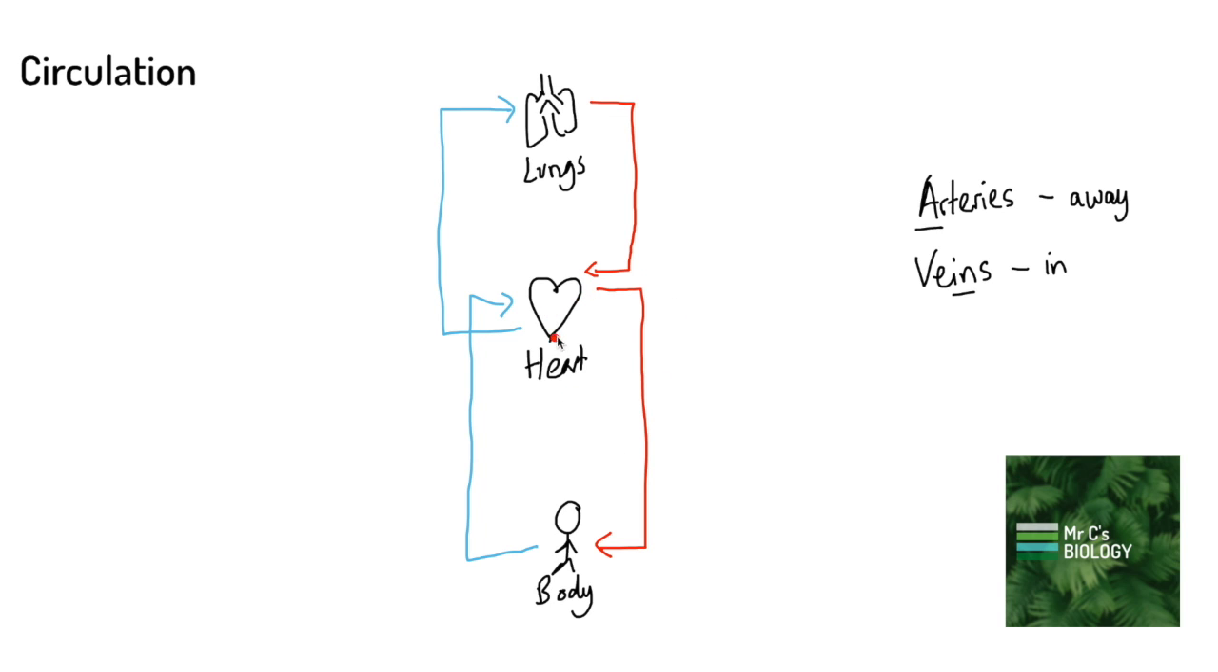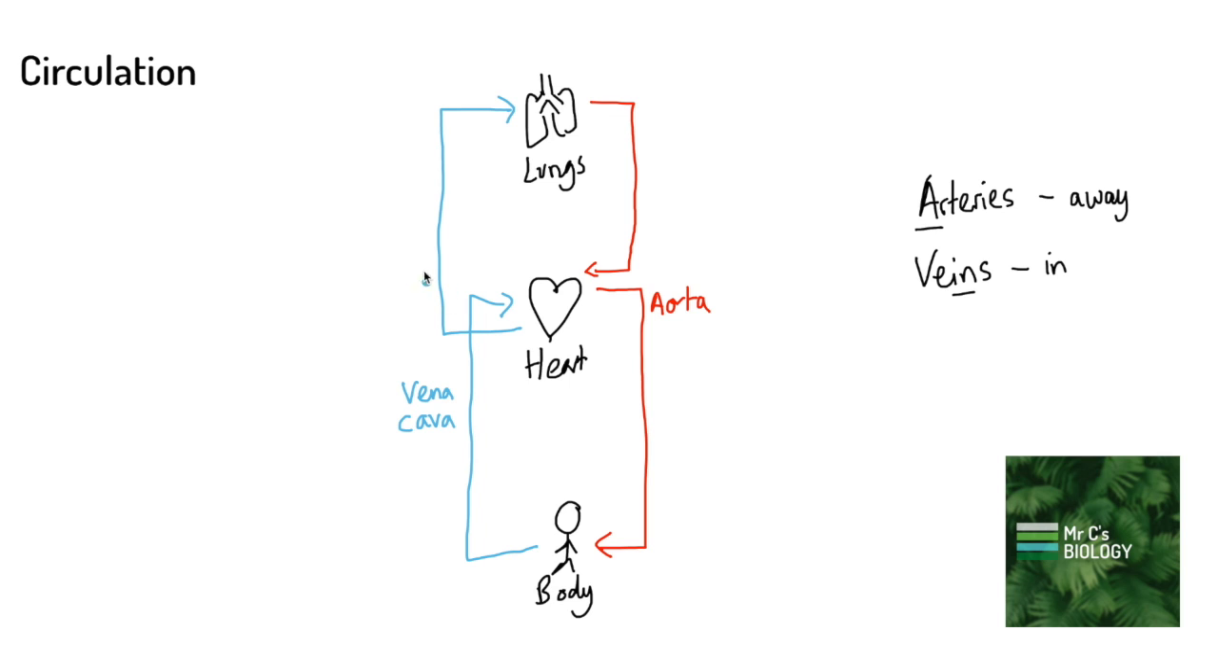This one is the one going from the heart to the body. It's the biggest artery in your body, and it's called the aorta. And it takes blood to all the body. The biggest vein that's coming back from the body towards the heart is called the vena cava. And then we've got an artery taking blood away from the heart towards the lungs.